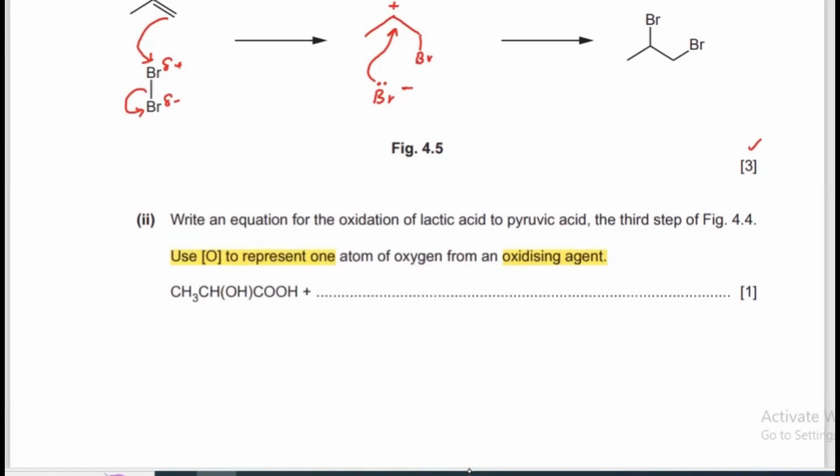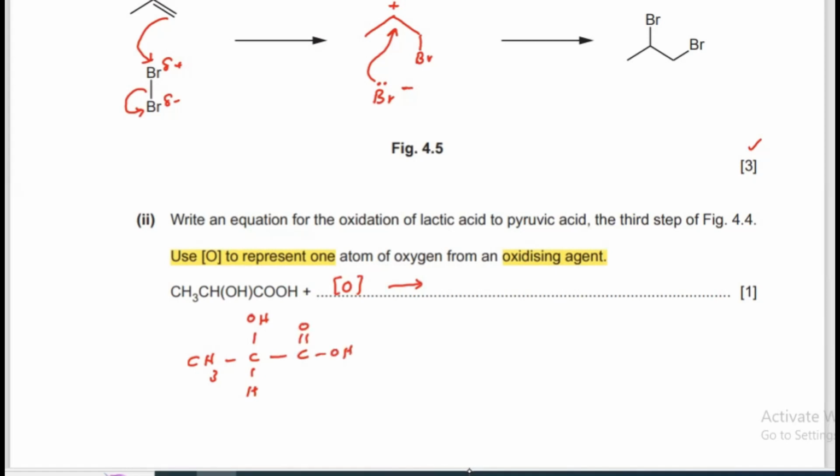Then in the next part, write an equation for the oxidation of lactic acid to this acid. For the third step, I think we have already talked about this: use O to represent one atom of oxygen from the oxidizing agent. So the oxidizing agent is an oxygen donor, and you can represent it here as oxygen. This is a secondary alcohol. If you want to learn it completely, let me draw the structure for you.